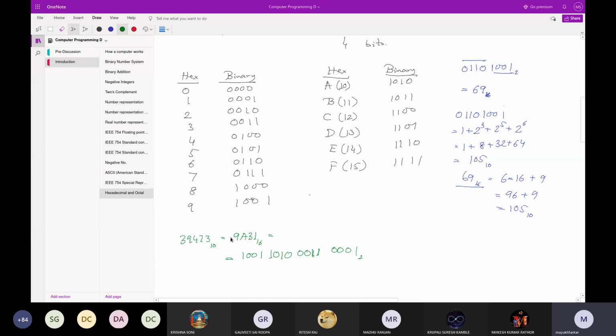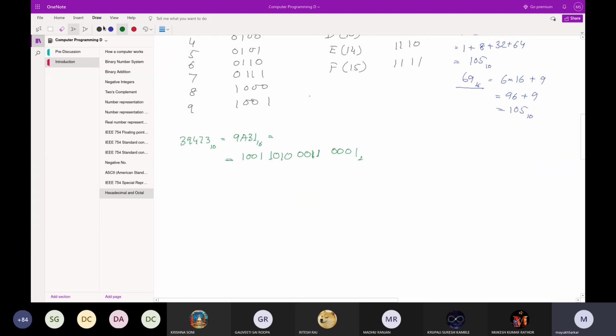Okay, so that's why always remember that in computer science we always represent large binary numbers in hexadecimal.